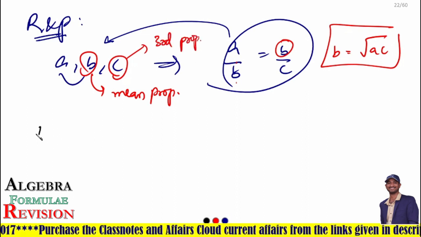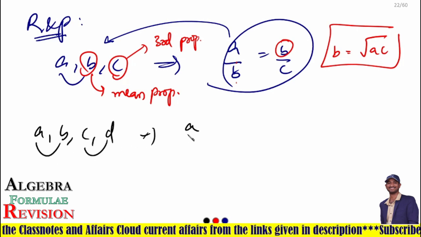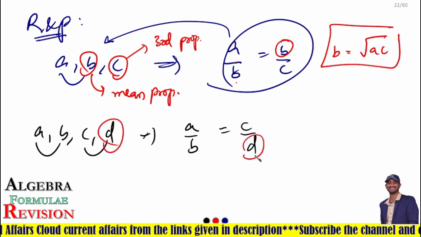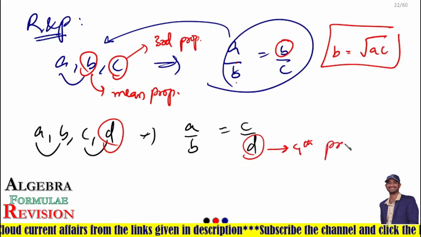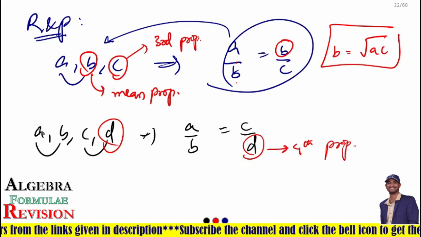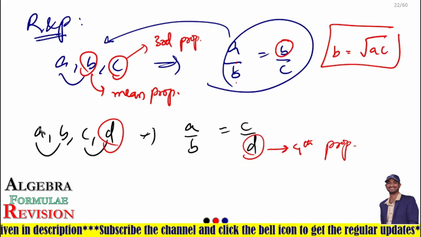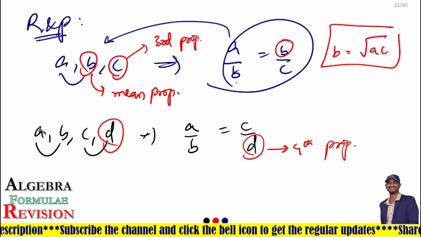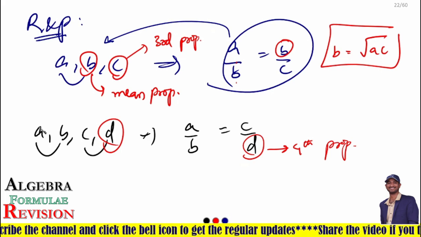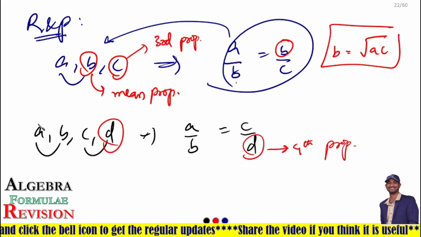And if four numbers are in proportion, then A by B is equal to C by D. The fourth number is called the fourth proportion. In our exam, you may get a question like this: the numbers 10, 7, 6, x are in proportion, then what is the value of x? So out of four variables, one you have to find. Three variables will be given. Is it clear? And next one.